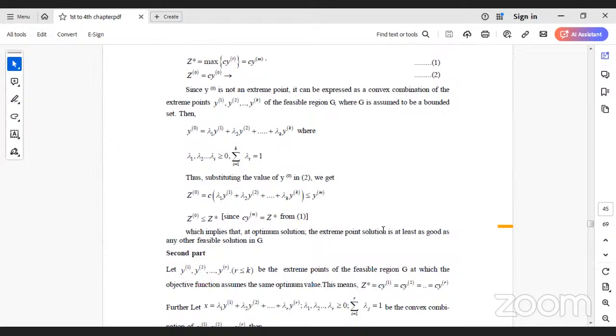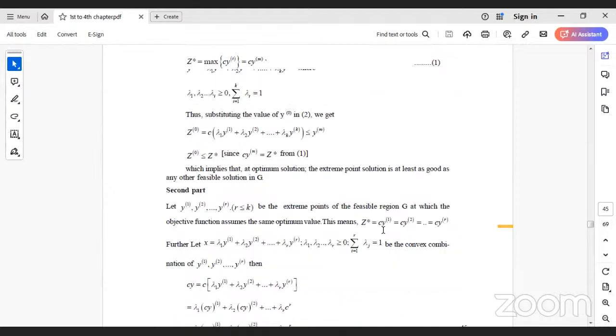Thus substituting the value of y^0, we get z^0 = c (lambda1 y^1 + lambda2 y^2 + ... + lambdak y^k), which is less than or equal to c y^m. Z^0 is then less than or equal to z star, since c y^m is z star, which implies that the optimum solution, the extreme point solution, is at least as good as any other feasible solution.